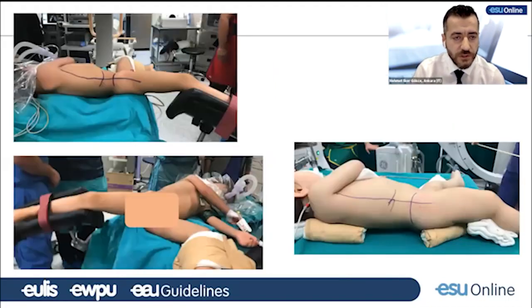This is the patient positioning. We use the Galdeca modified supine Valdivia position. We elevate the flank region and also put the legs in a modified lithotomy position in order to ease the retrograde access.